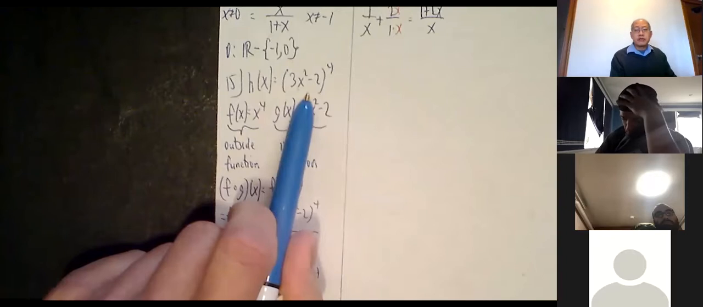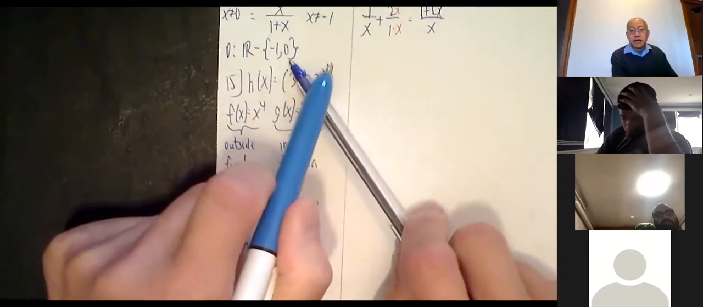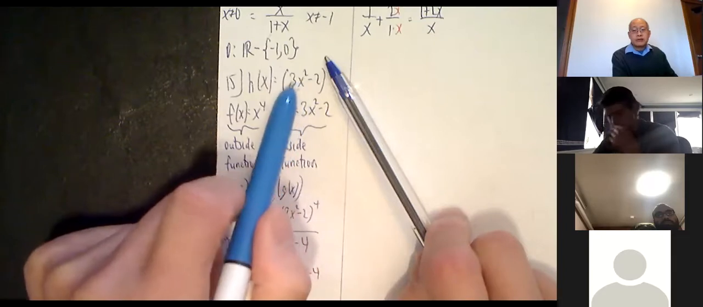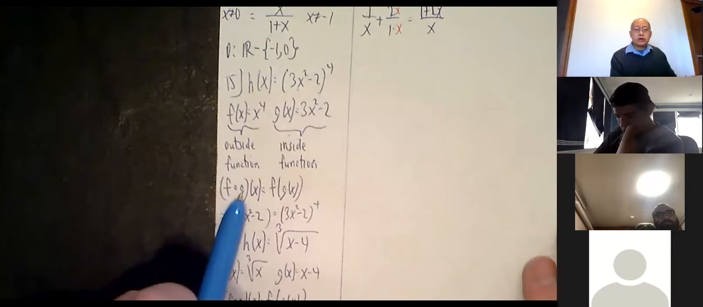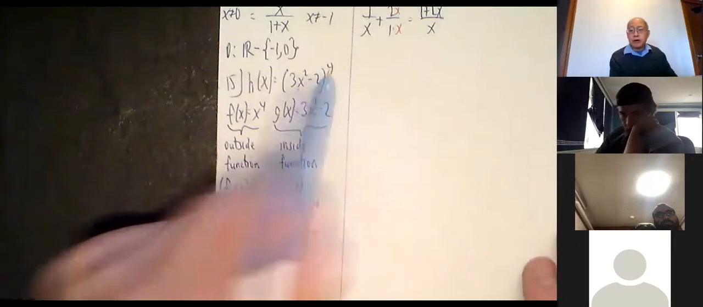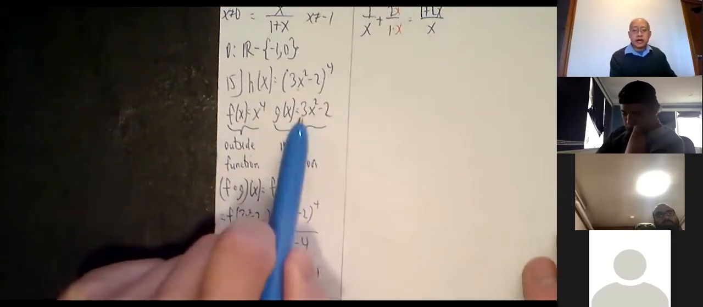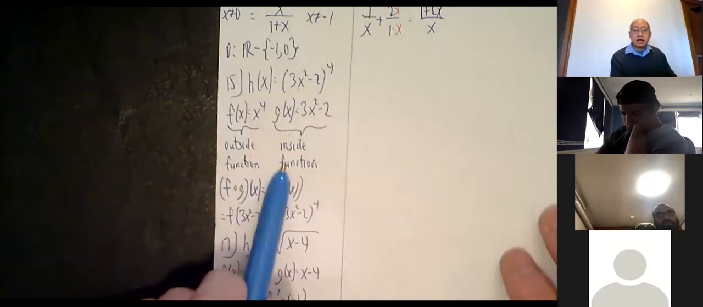So one function would be raising something to the fourth power, x to the fourth, and then the other function is this one. Now, which one comes first? Well, the outer function is f, because we're doing f circle g, right? So f is the outside function. So the outer function is raising something to the fourth power. So f of x equals x to the fourth, and g of x equals 3x squared minus 2.